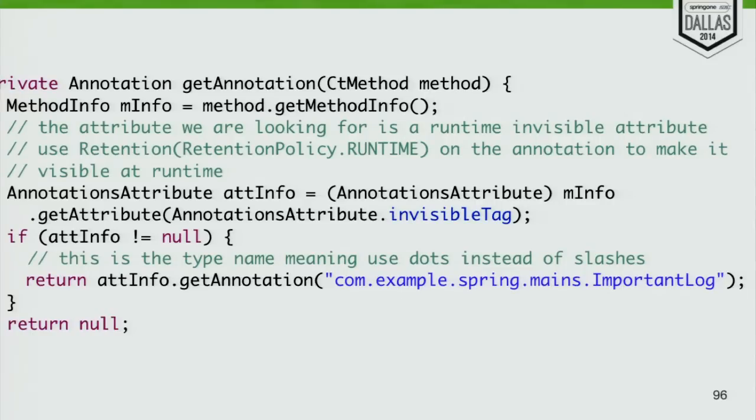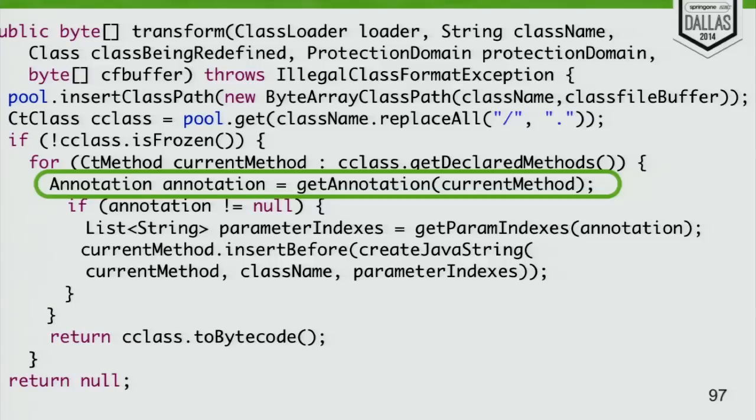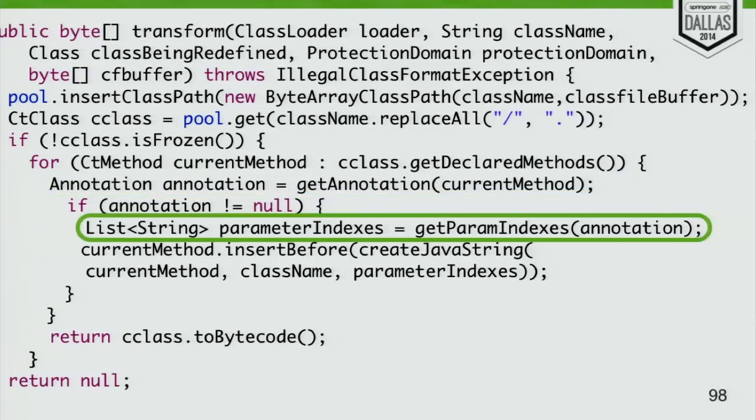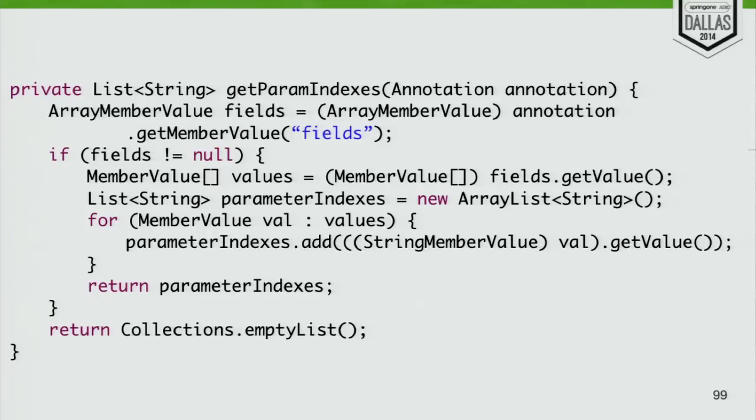One thing to note about Javassist is that there's essentially 2 buckets of annotations, invisible and visible. Invisible are the ones that are only visible at class loading time, compile time, and visible are loaded or viewed at runtime. So we only need ours at compile time, so it's going to be in the invisible tags list. We grab it out and return it. Now we can go look at how we're retrieving the parameter indexes. So we get the member value fields, and that's a string array, so we just iterate over and grab all the strings out of it.